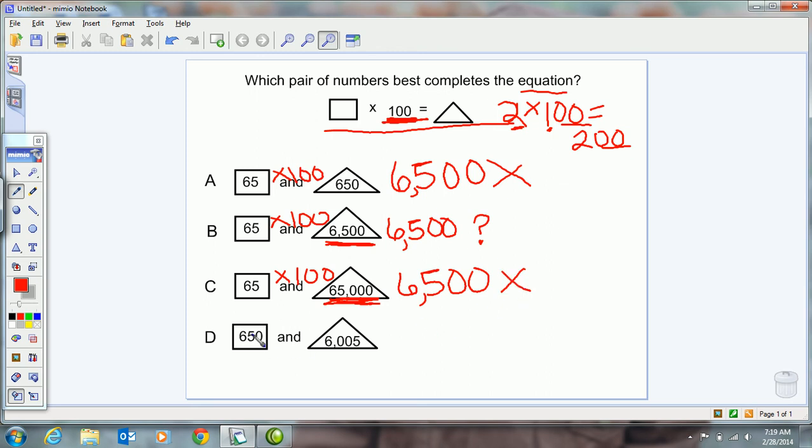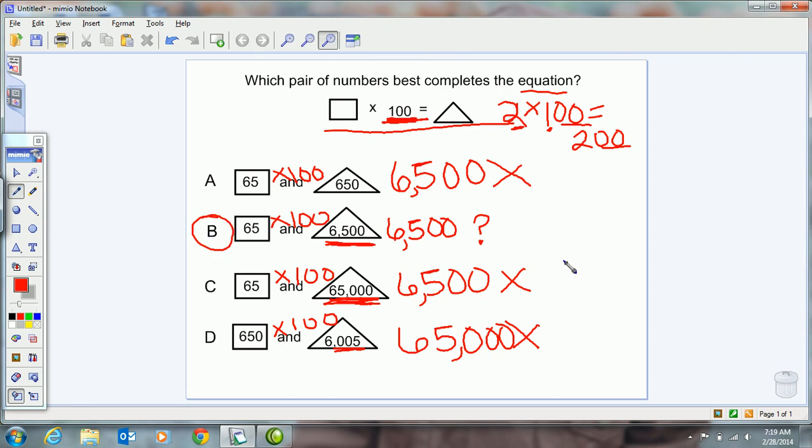And let's look at the last one. This number is starting at 650, and then we want to multiply by 100, so we'll add 2 zeros. And here's what we get, and that does not match this answer choice. So we see that our correct answer is B.